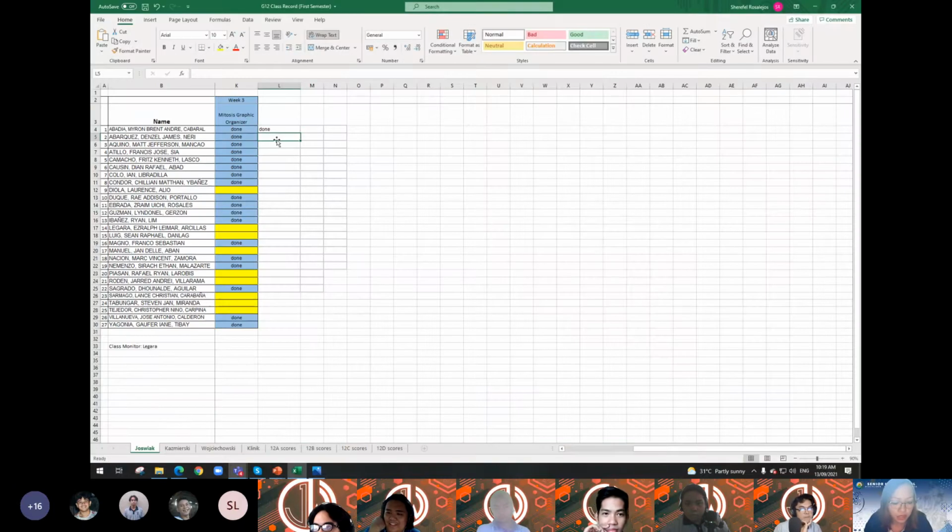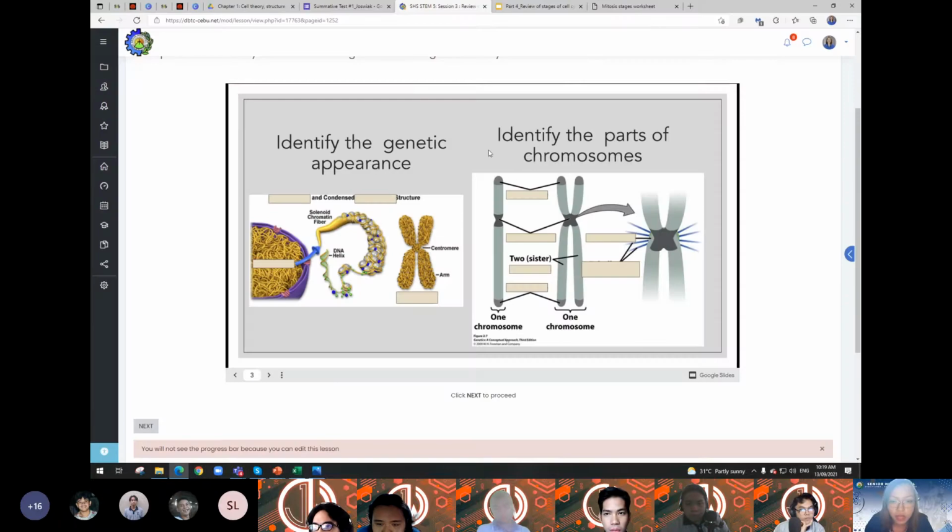Now, Mr. Aquino, what is the function of the telomere? The function of the telomere is to prevent fusion with other chromosomes. Yes, very good, so that chromosomes do not fuse, especially during cell division.